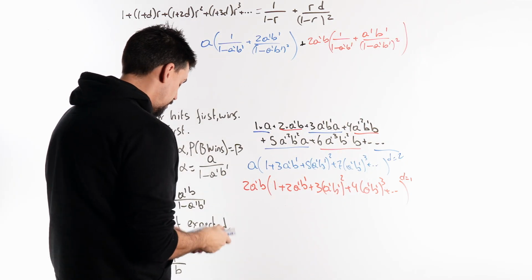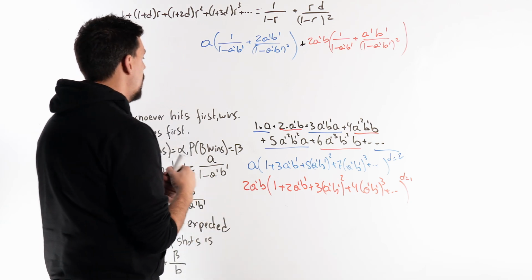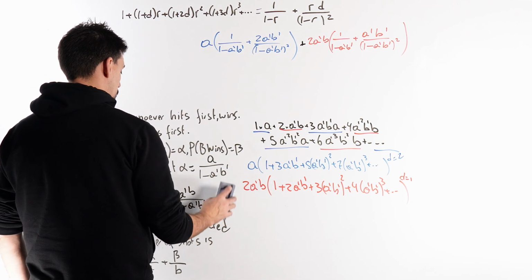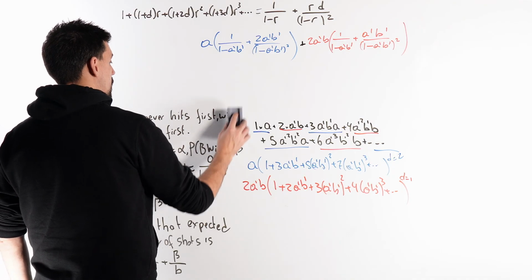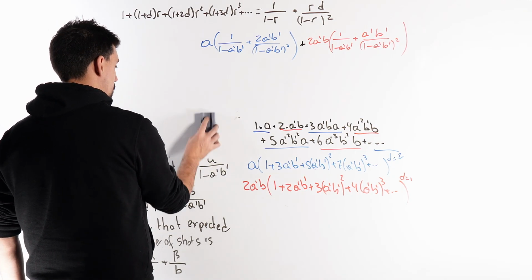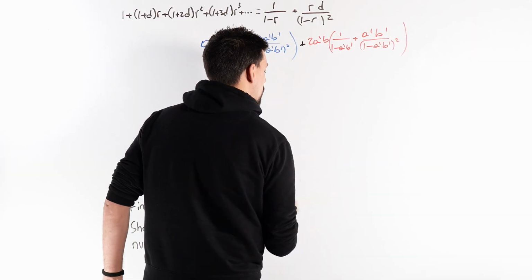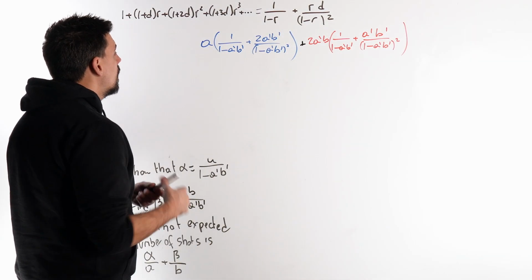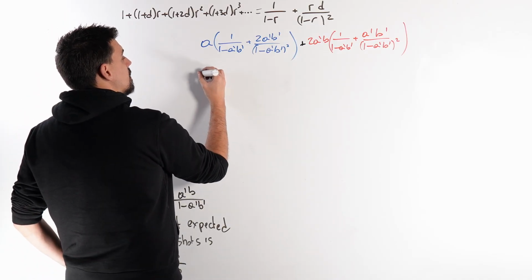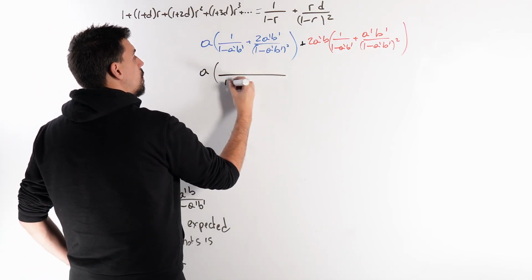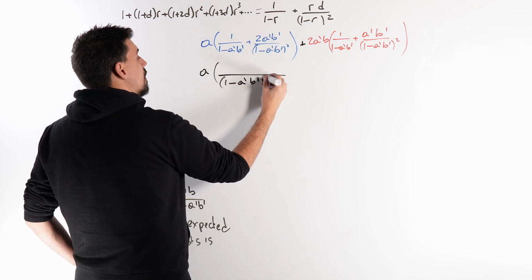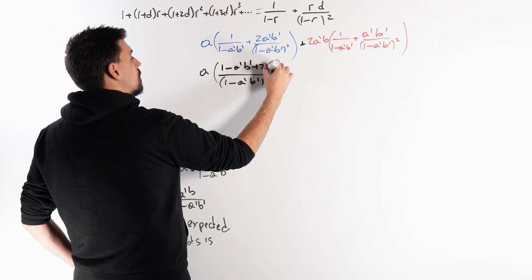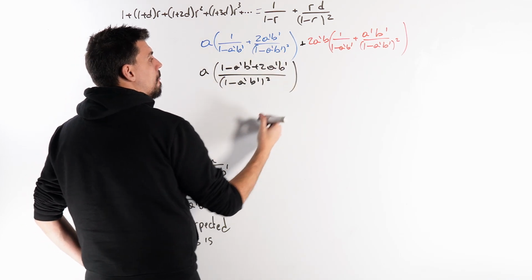Now it's time to do some algebra. Let's do some algebra. So that is A times, let's just make one big 1 minus A dash B dashed all squared. So that becomes all of that.